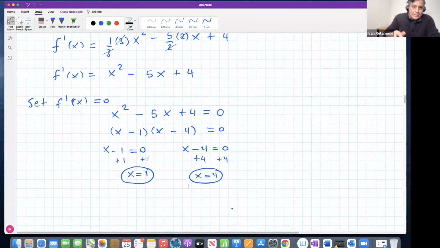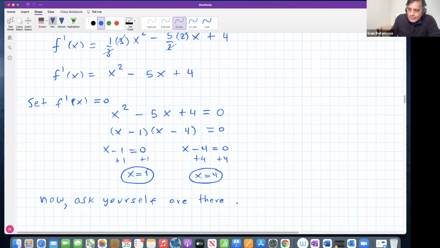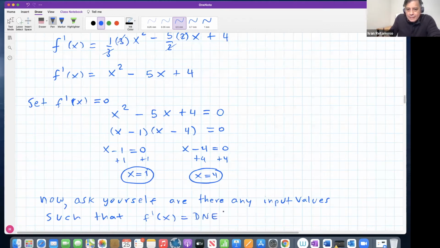Now, step 3 says this is not the only way to get critical points. Perhaps there are some input values that lead to the derivative being undefined. So I'm going to write here, ask yourself: are there any input values such that the derivative f prime of x does not exist or is undefined?